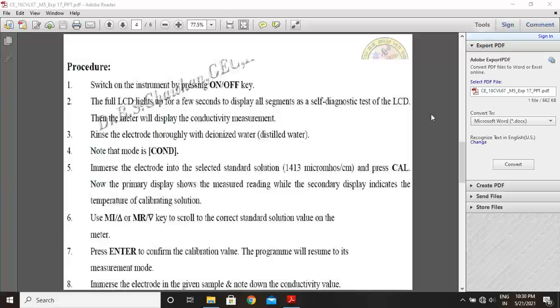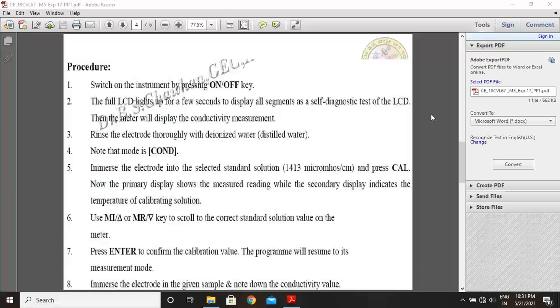Procedure: how to execute this experiment by using the conductivity instrument. First step is switch on the instrument by pressing the on off key. The full LCD lights up for a few seconds to display all segments as a self-diagnostic test of the LCD. Then the meter will display the conductivity measurement. The next step, rinse the electrode thoroughly with deionized water, that is double distilled water.